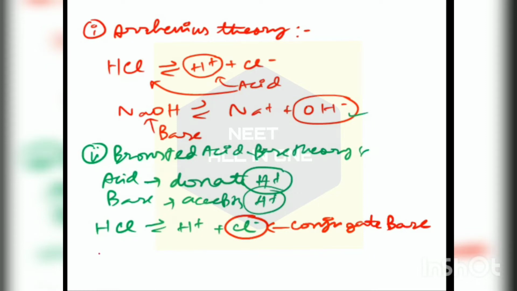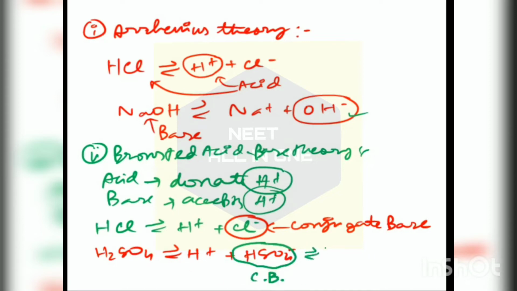Okay, so let's see another example, that is of H2SO4. Now if H2SO4 donates say one H plus, what will it be? It will be H plus plus HSO4 minus. Now this HSO4 minus is the conjugate base here, right? But this can also donate another H plus and it can become SO4 2 minus. So this is also a conjugate base of this HSO4 minus.